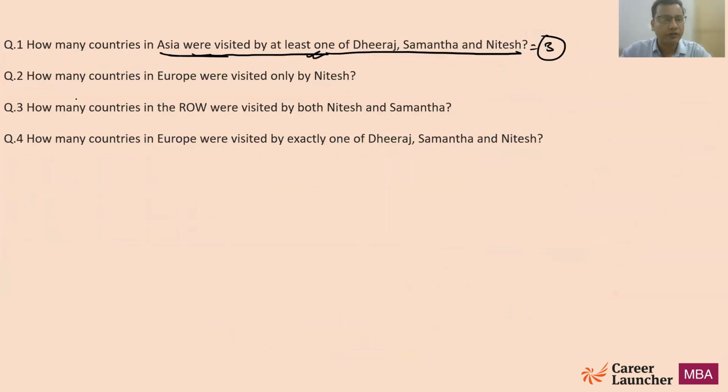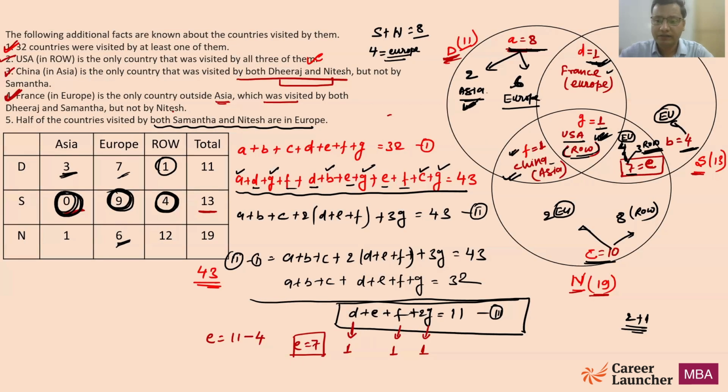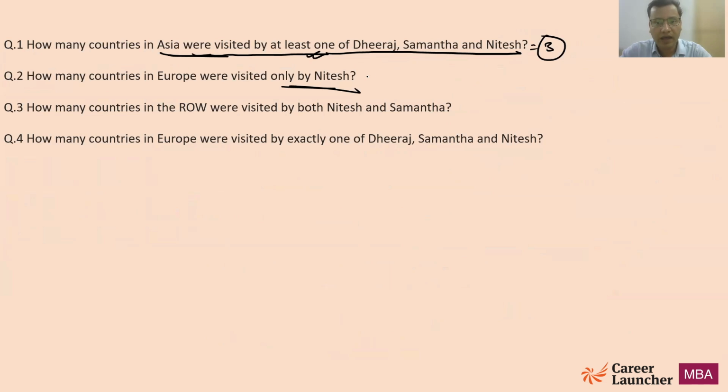Now look at the second question. How many countries in Europe were visited only by Nitesh? Only by Nitesh. Nitesh has covered 2 countries in Europe. So the answer for this question is 2. Right? Third question. How many countries in ROW were visited by both Nitesh and Samantha?